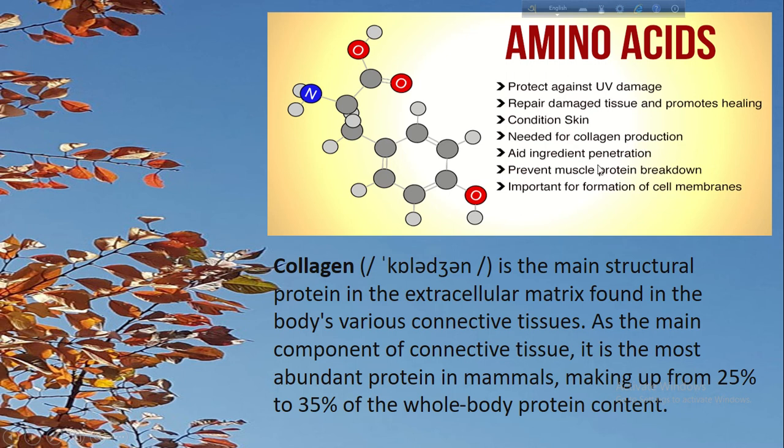What is collagen production? That is, collagen is the main structural protein in the extracellular matrix found in the body's various connective tissue. As the main component of the connective tissue, it is the most abundant protein in mammals, making up from 25% to 35% of the whole body protein content. Aid ingredient penetration, prevent mast cell protein breakdown, important for formation of cell membrane. For this reason, we can say that the protein is helpful for repair, growth and development of the body.